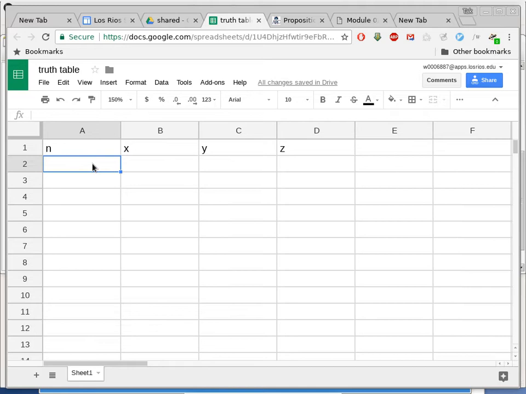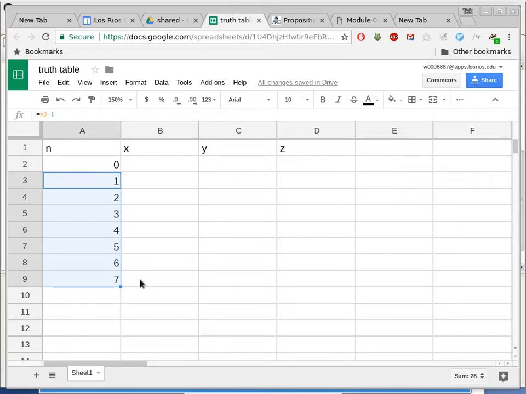So n is nothing more than an integer. You don't have to do it this way, but I'm just showing you how I would do this using a truth table. I generate all the rows, like 0 up to 7. And if you think about it, 0 as a 3-bit number is 0, 0, 0.